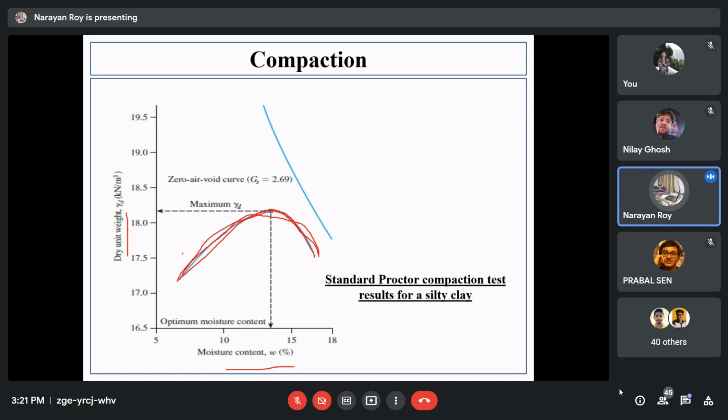Rather, you can get your points, say something like this. This is one point, this is another point, this is another point, some points maybe on the graph. So in this way, you will get the points of gamma d and corresponding water content. Then what you have to do is approximate a graph out of this data.